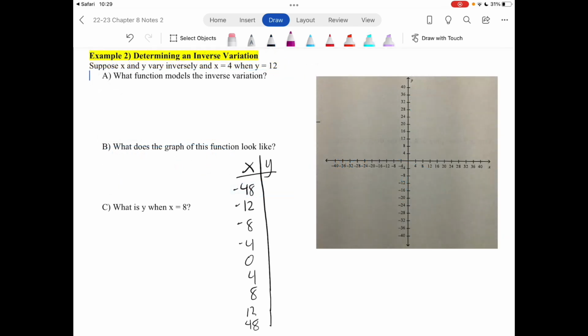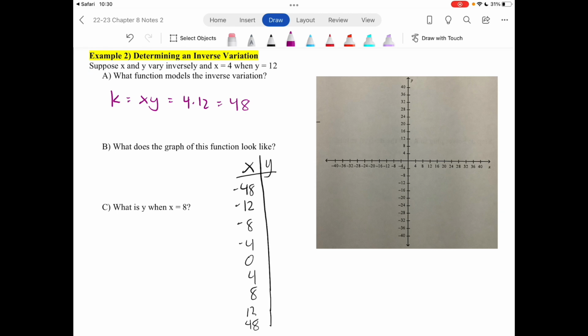Next, we're going to take a look at how we can work with a known inverse variation. Suppose that x and y vary inversely, and x equals 4 and y equals 12. First, we're going to write what function models the inverse variation. Going back to what we know about the summary of an inverse variation, we always find k by doing x times y. And since we know both x and y, we can find k. So k is going to be equal to x times y, which in this case is 4 times 12, and that's going to give us 48.